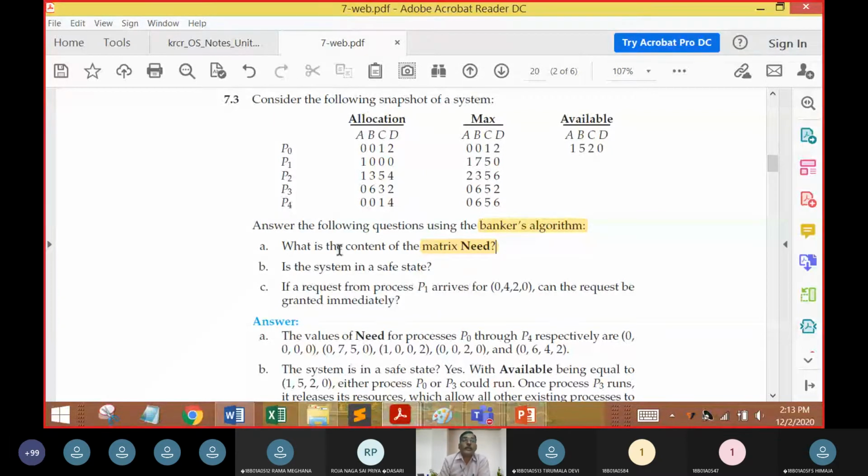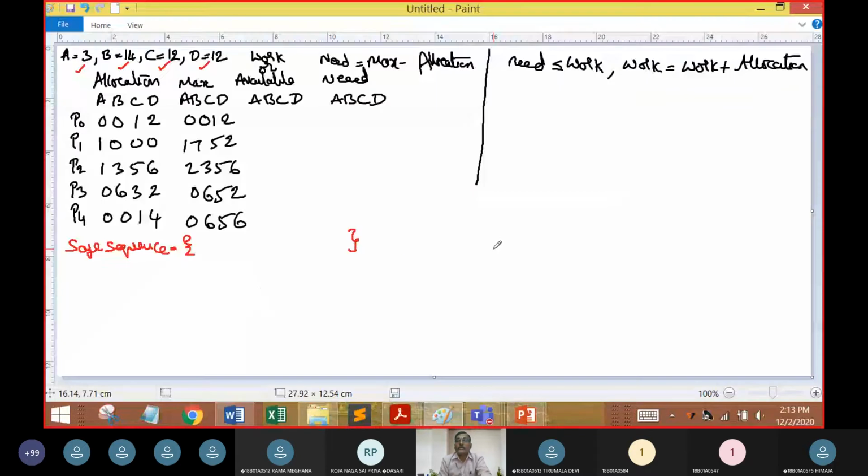Now we do have these attributes here. The other name for available, we are going to call it as work. So 1520 was the availability which was given, and it is still with the operating system. Now where are these three instances of A? A is going to have 1, 2 and 3. Now where are these 14 of B? 5, 5 plus 3 is 8, 8 plus 6 is 14.